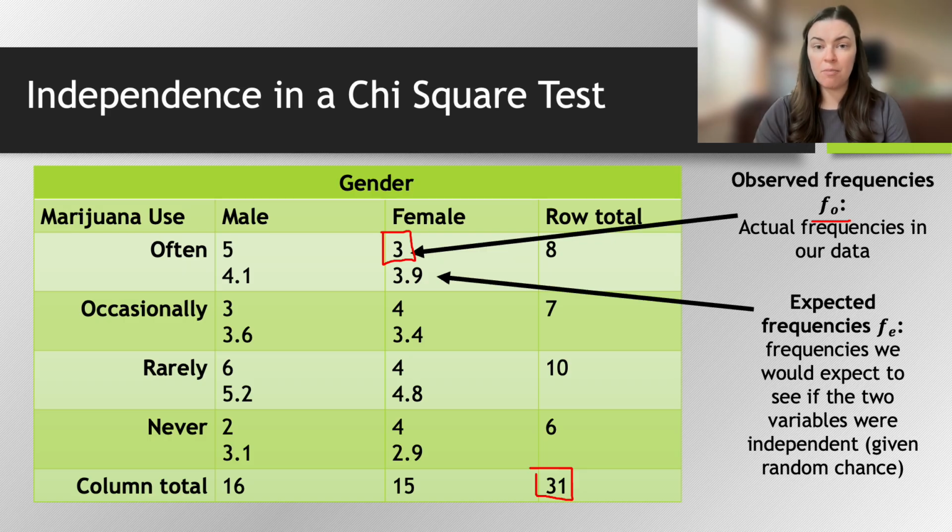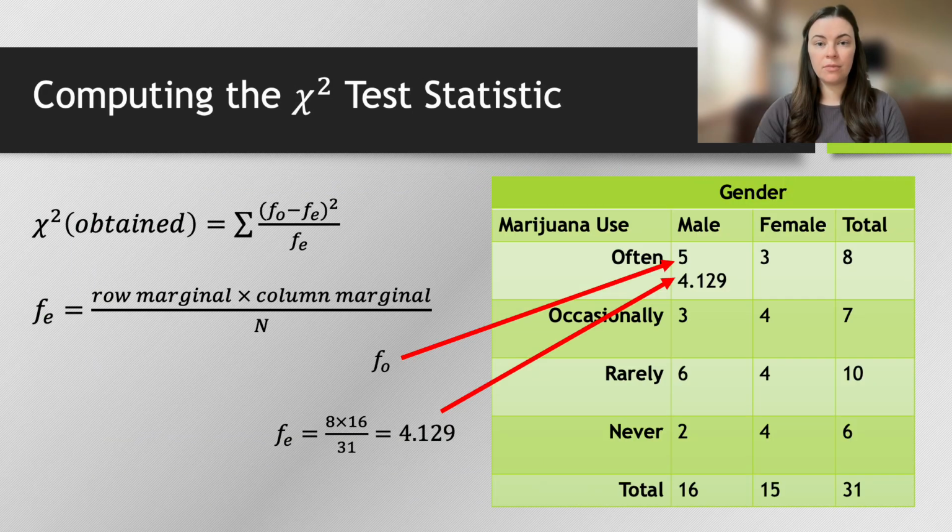We also have to compare this, though, to our expected frequencies, which is designated by F with a subscript of E for expected. These are the frequencies we would expect to see if the 2 variables of gender and marijuana use were independent, given random chance. With that being said, in order to conduct a chi-square test of independence, we only need the 2 elements we discussed on the previous slide in order to calculate it. That is our observed frequencies and our expected frequencies.